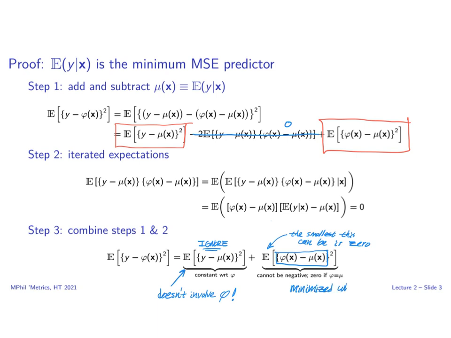This shows that if we set our predictor, phi, equal to the conditional mean of y given x, we make the second term 0. And because the first term is a constant with respect to phi, we have found the predictor that minimizes the mean squared error, and it's the conditional mean. And how do we know this? Well, that's because given that the second term can't be negative, there's no way that we can improve upon making it 0, no matter what other function we might care to try to substitute for phi.